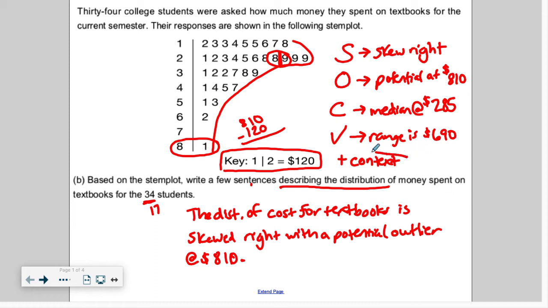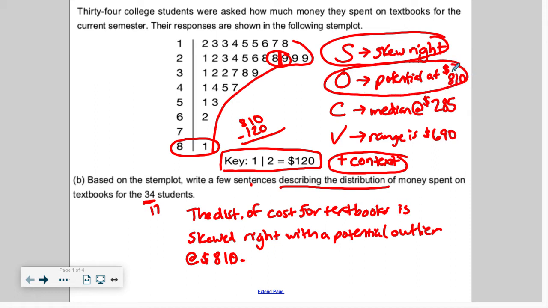I've talked about the context, the distribution of cost for textbooks. I've talked about the shape, and then I've talked about the potential outlier. So you don't have to do separate sentences for each of these. You just need to make sure you hit all of them. So I still need to talk about the measure of center, and I still need to talk about the range. So the median is $285.